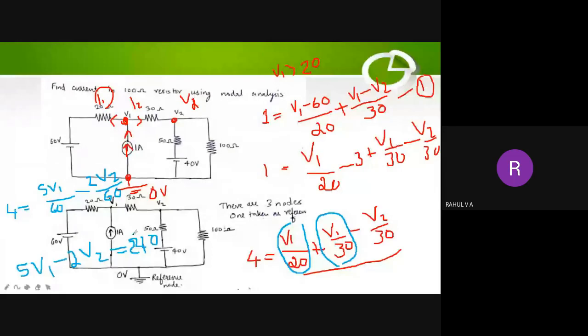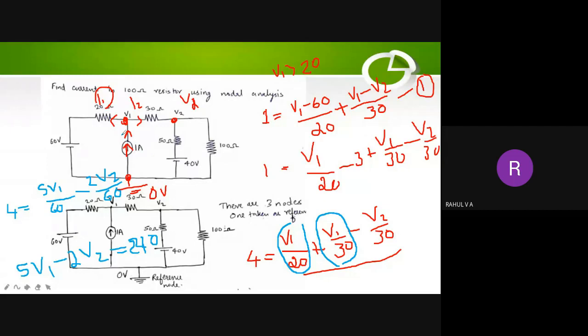Okay, first what we did is, we tried to assume all currents are leaving away from the node, but we can't, because there is a current source whose direction is into the node. So in this particular case, we have two currents which are leaving away from the node and one current source which is entering into the node.